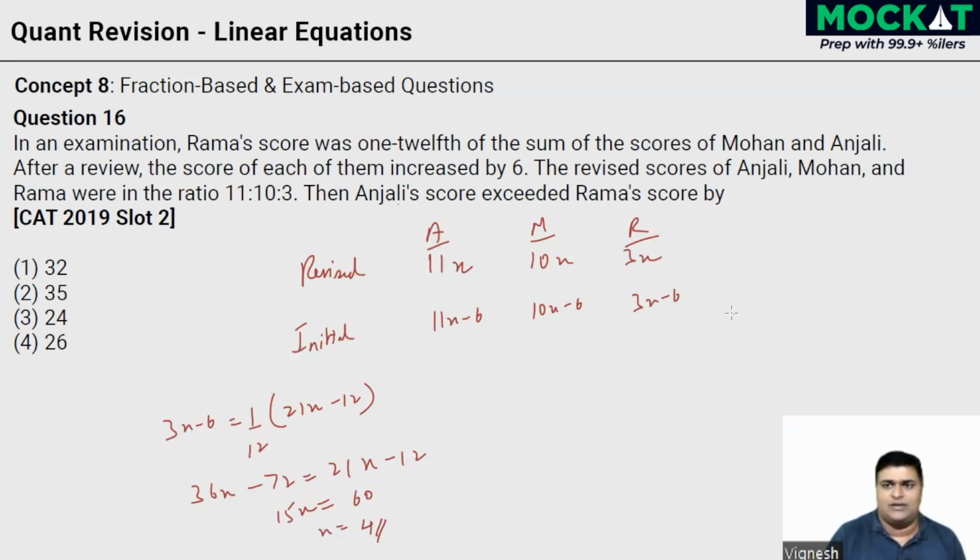Anjali's score exceeded Rama's score by how much? In both scenarios, it's going to exceed by 8x. Minus 6 cancelled, it's only 8x. So 8 times 4, right? Anjali minus R is 8x. 8 times 4 over here comes to 32. Option 1 becomes the answer here.